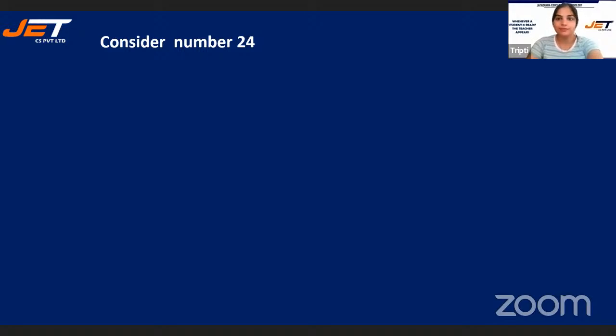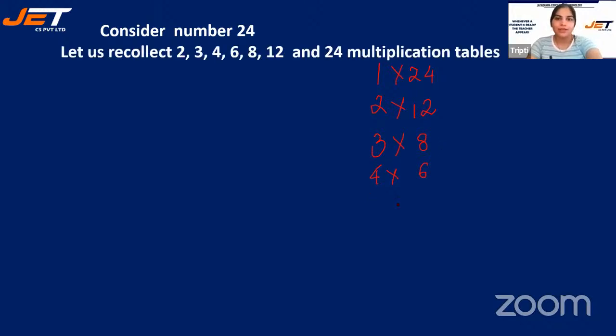I hope it's done. Let's start with 1. 1 times 24 is 24. 2 times 12. 3 times 8 is 24. 4 times 6 is 24. 5, no. 6 we have done. 7, 8, 9. Any other number? No, that's it. So let's see.